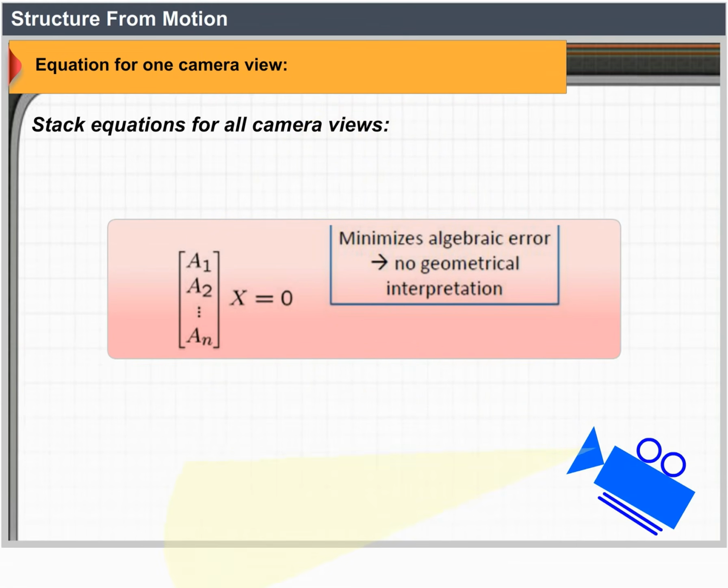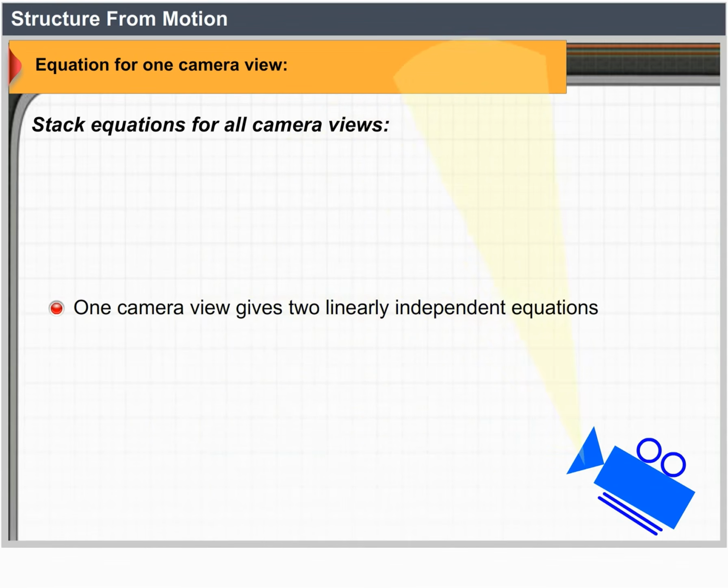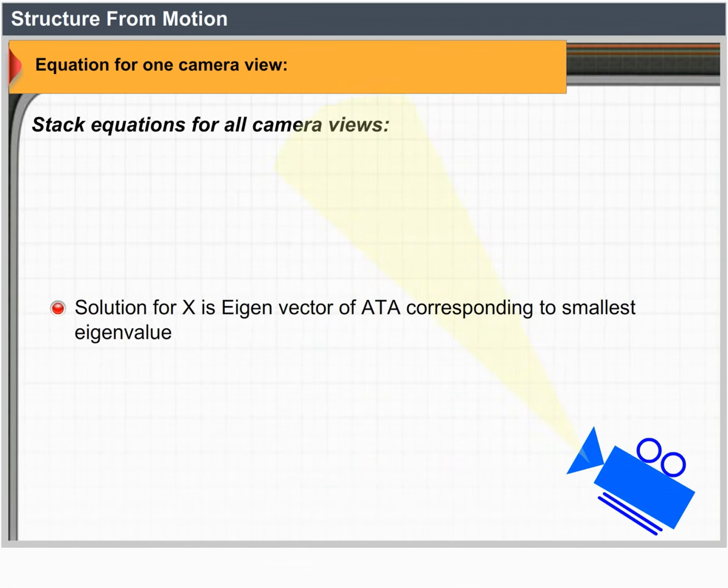X has 3 DOF, but 4 parameters due to the homogeneous representation. One camera view gives 2 linearly independent equations. 2 camera views are sufficient for a minimal solution. The solution for X is the eigenvector A to the power of T A corresponding to the smallest eigenvalue. Homogenize the solution for X to obtain the Euclidean vector as shown.